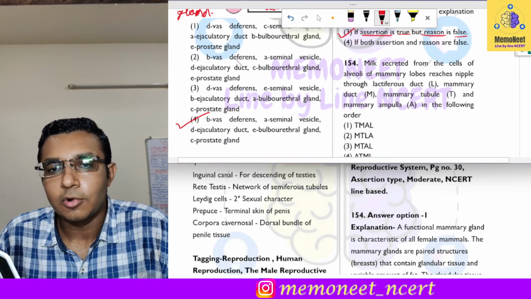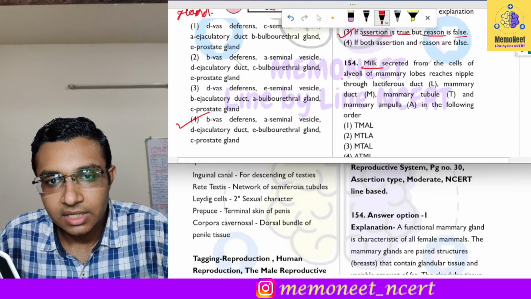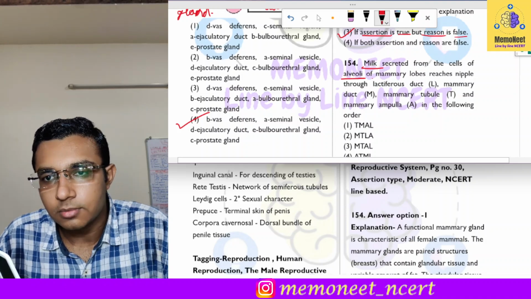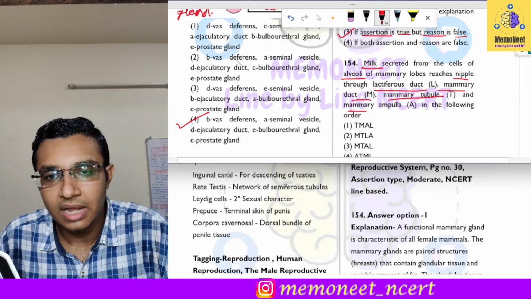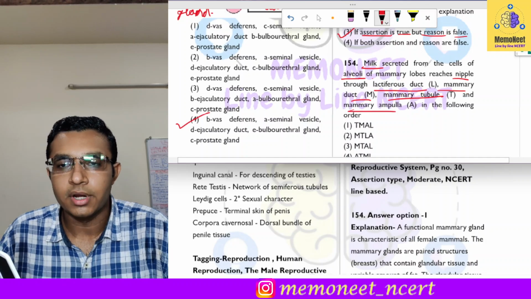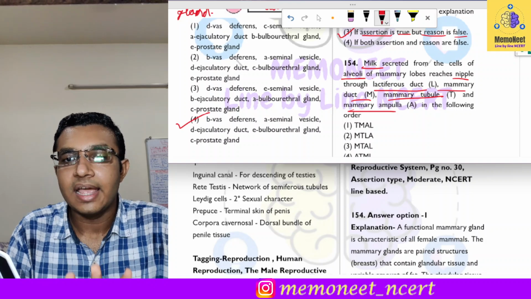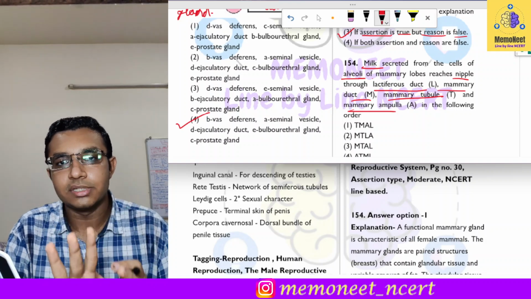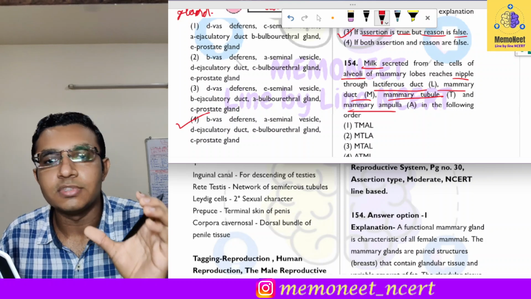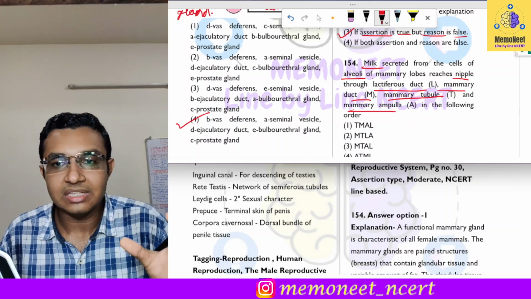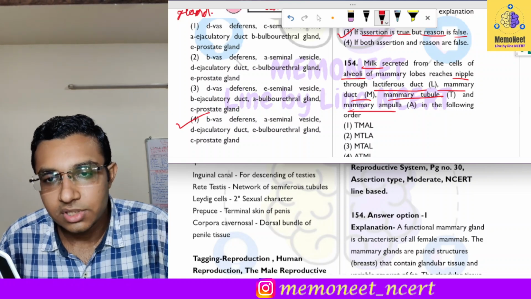So it is about the mammary gland, and it states that the milk which is secreted from the cells of alveoli of the mammary lobes reaches the nipple through the lactiferous duct, mammary tubule, and mammary ampulla in the following order. So here we are given 4 structures which are a part of the mammary glands, and we have to find the correct sequence of these 4 structures. Now see, the milk is secreted from the cells of the alveoli. And from these alveoli the milk goes into which structure? It goes into the mammary tubule.